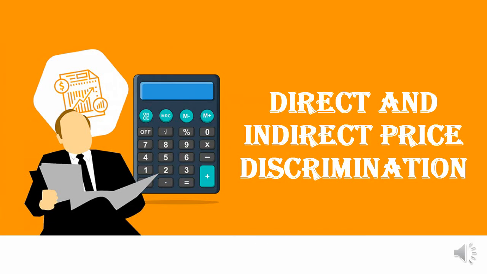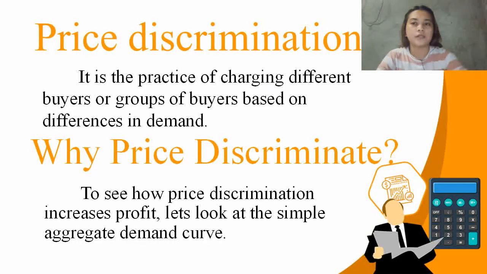Our topic is direct and indirect price discrimination. Price discrimination is the practice of charging different buyers or groups of buyers different prices based on differences in demand. Why price discriminate? To see how price discrimination increases profit.